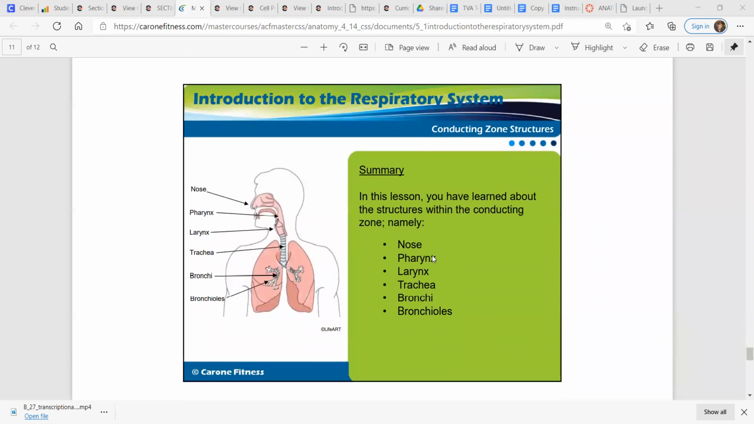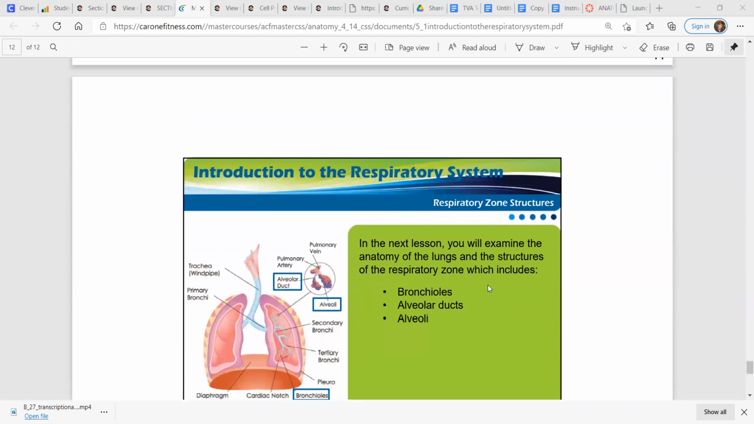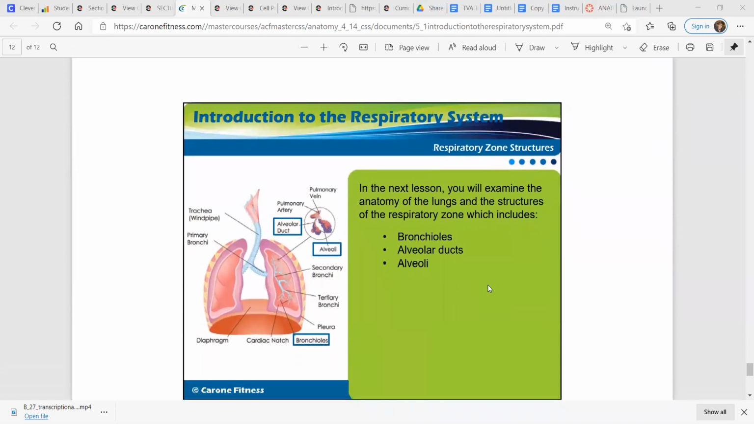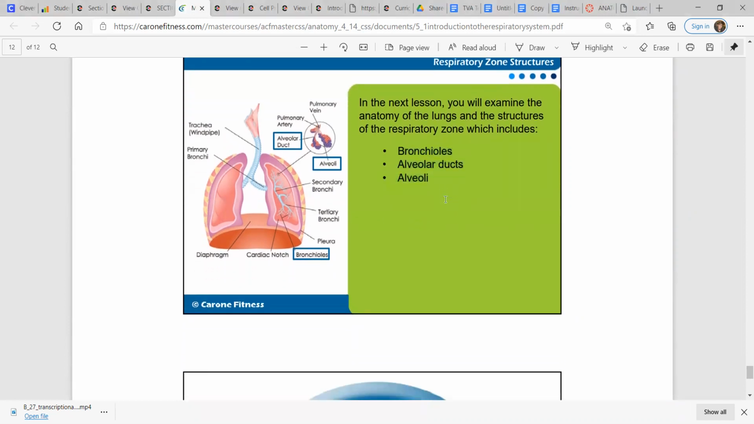So in summary, we've learned about the conducting zone, the nose, the pharynx, the larynx, the trachea, the bronchi, and the bronchioles. Next time, we're going to look at the anatomy of the lungs themselves and the structure of the respiratory zone. And we'll talk about these 3 structures next time.